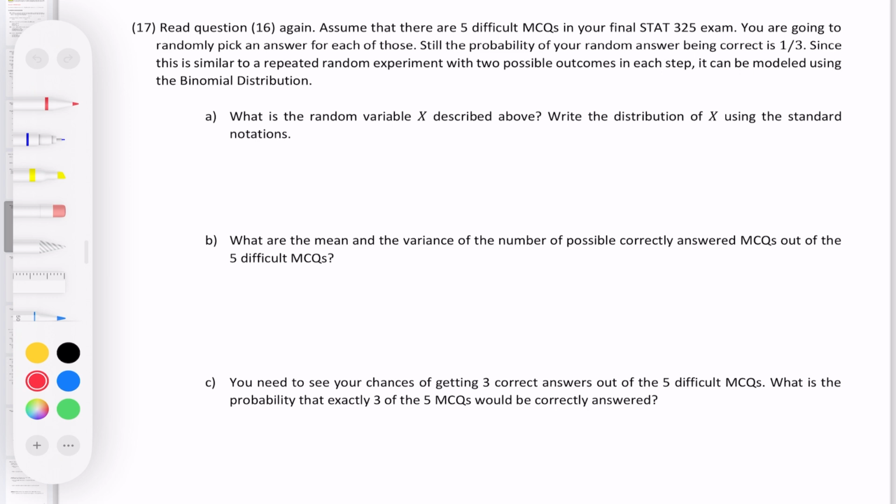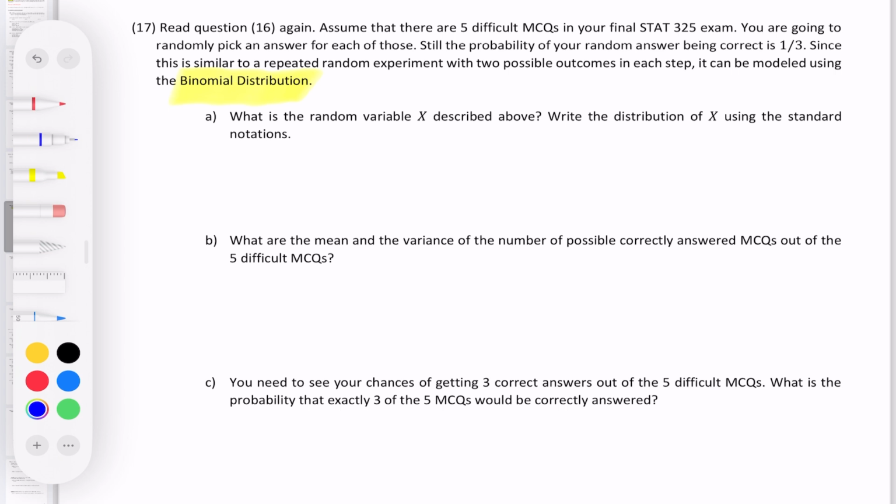Since this is similar to a repeated random experiment with 2 possible outcomes in each step, of course, the random answer is the random variable. There are only 2 possible outcomes. The answer could be correct or it could be incorrect. Therefore, it can be modeled using the binomial distribution. So please pay attention to the given distribution name. For all the questions of this type for your class, the distribution will always be given to you as a part of the question. All right, now we can answer the questions.